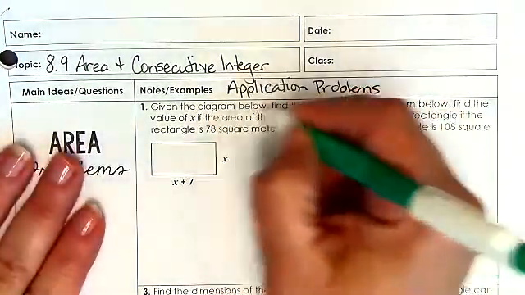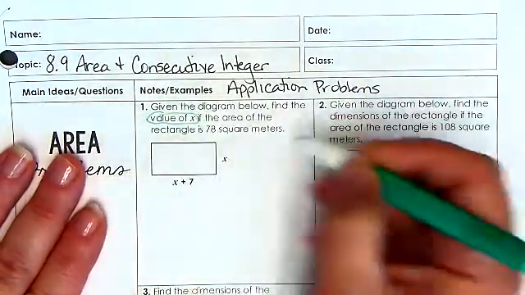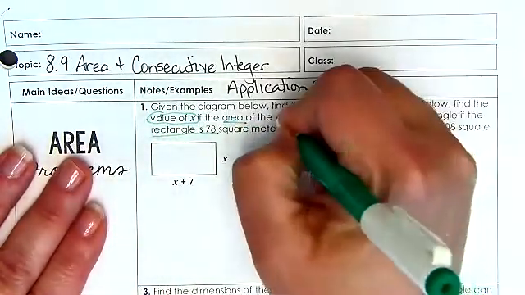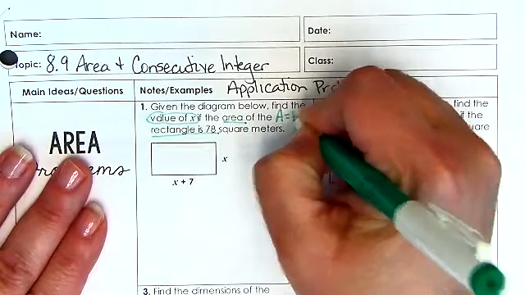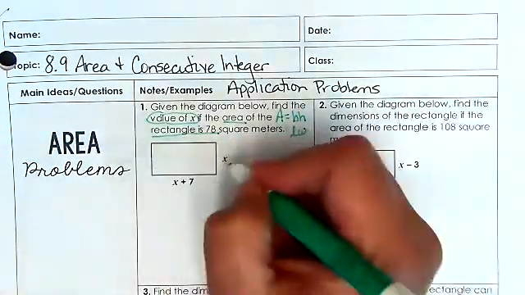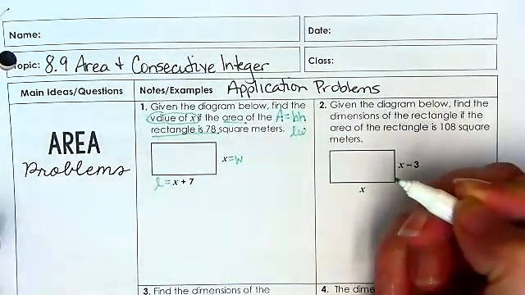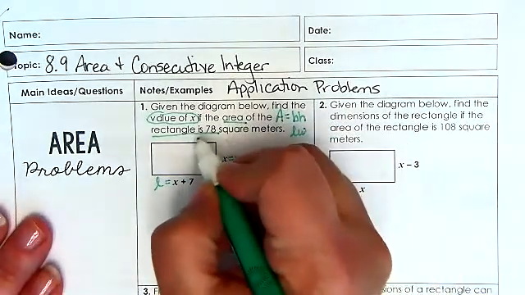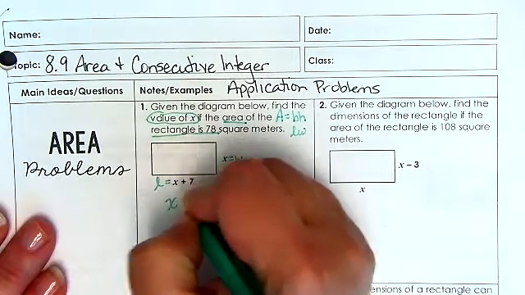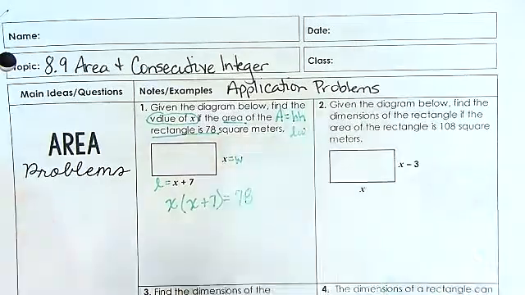Given the diagram below, find the value of x. I'm looking for the value of x if the area of the rectangle is 78. Remember, area is base times height, or length times width, whichever way you want to think about it. We're going to say this is the width, this is the length, or the base and the height, and I'm going to multiply, and it says that the area is 78. So that means I'm going to have x times x plus 7 equals 78.